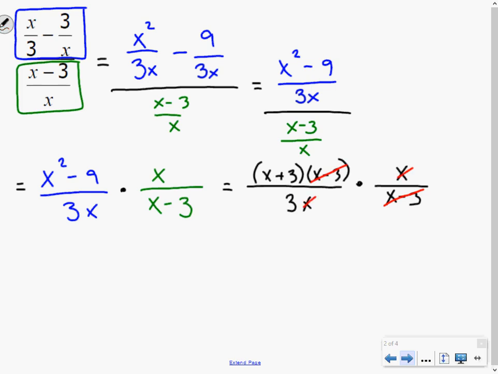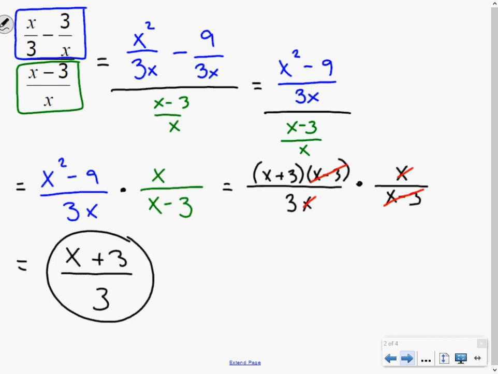So let's write what's left here. All that's left in my numerator is an x plus 3. And all that's left in my denominator is a 3. And that would be my final answer. Remember, those 3's cannot cancel out. All right, let's do one last example.